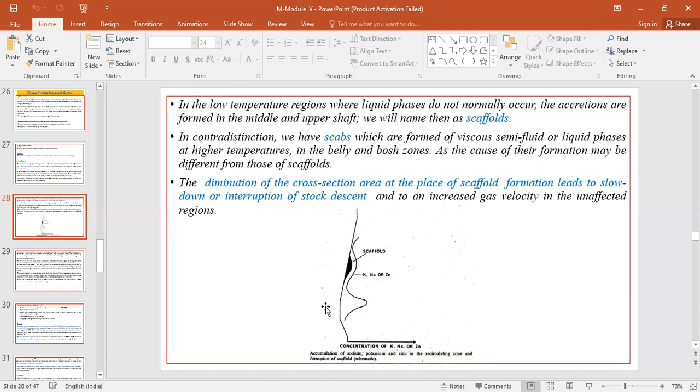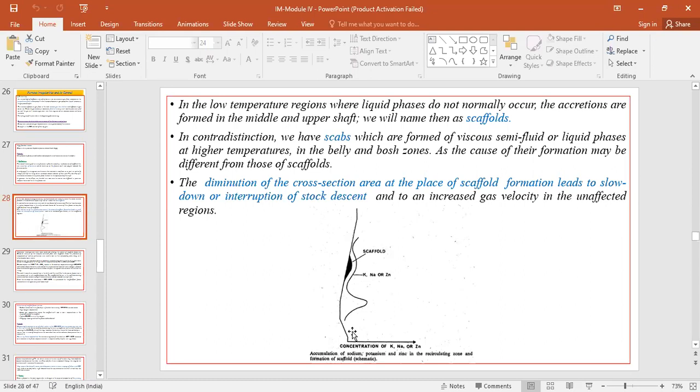And the next one is the scabs, which are formed at the belly boss region. These solid projections forming at the lower part of the blast furnace are due to solidification of the slag. During fluidization, when there is a high resistance to the flow of the gases, the gases are forced to flow in an upward direction with high velocities.